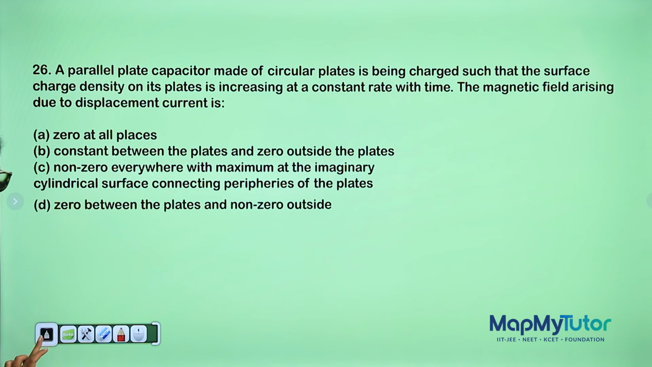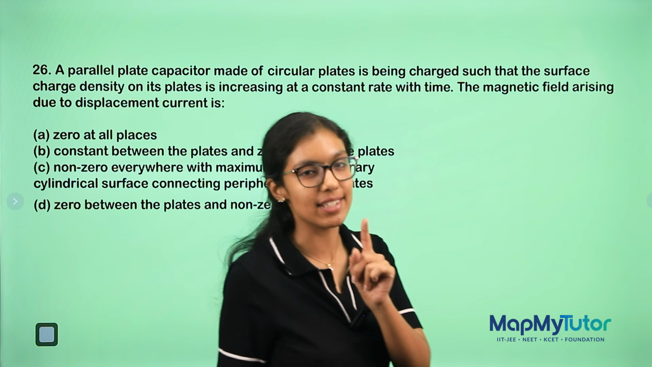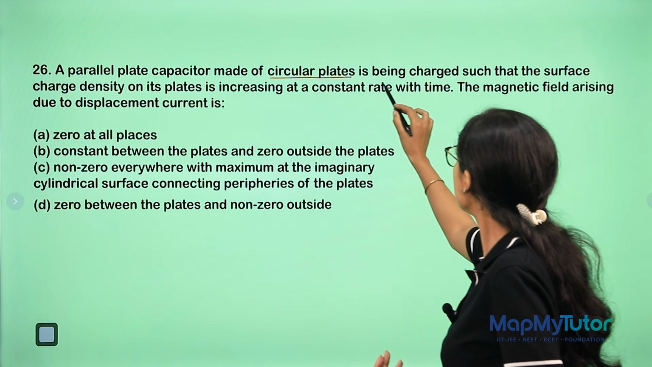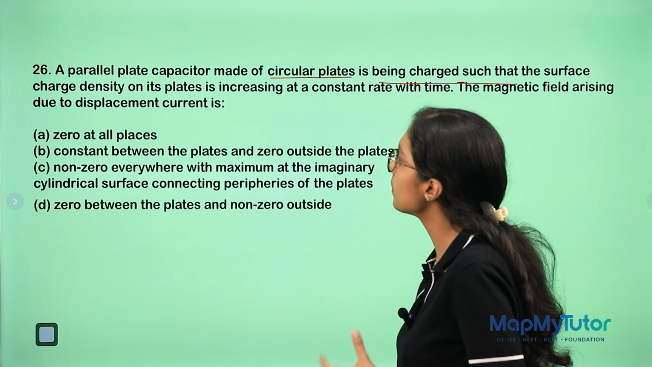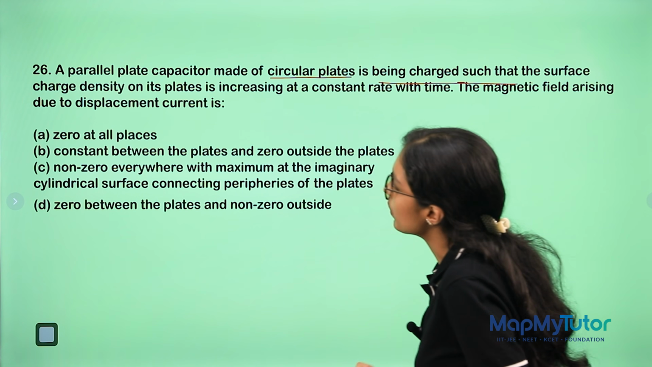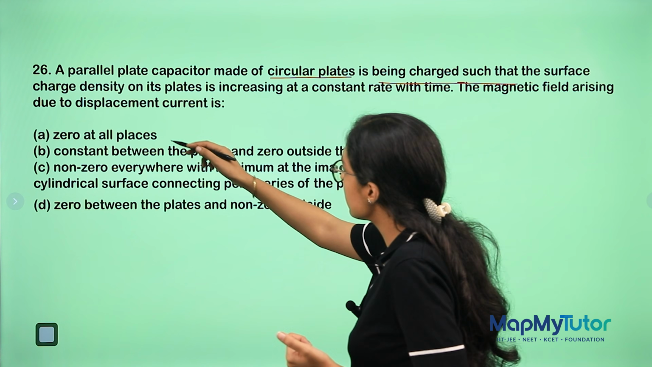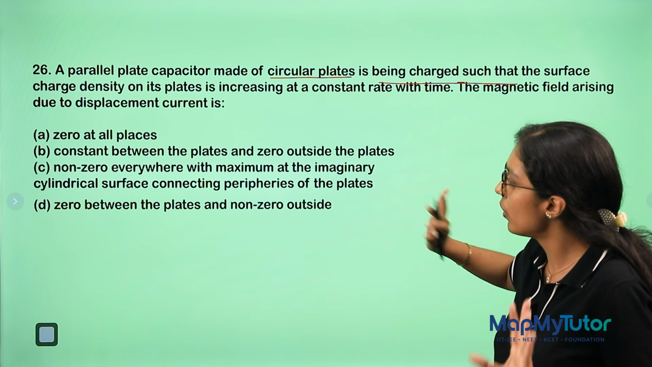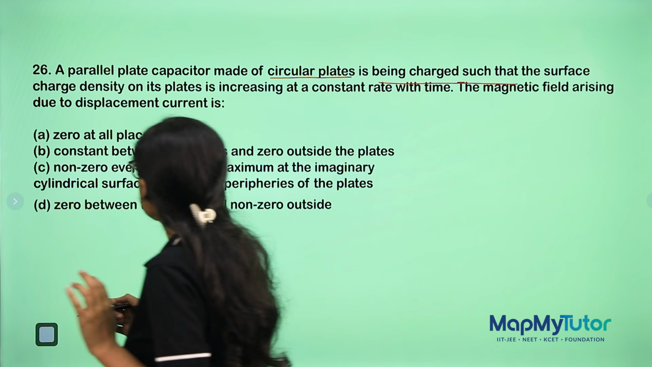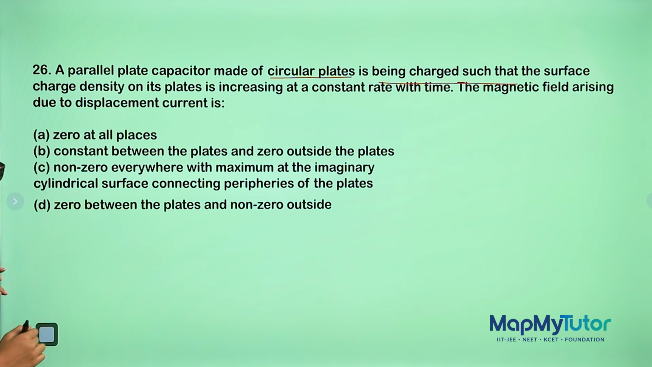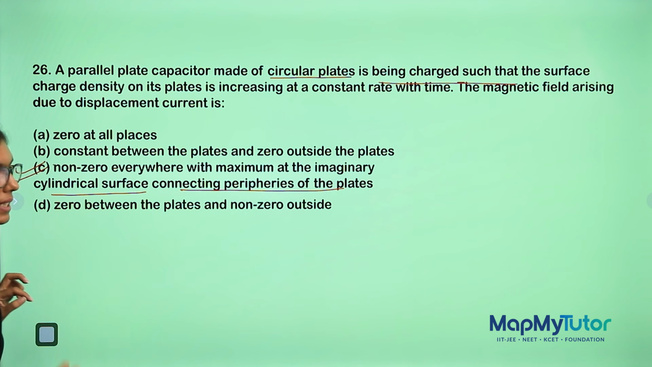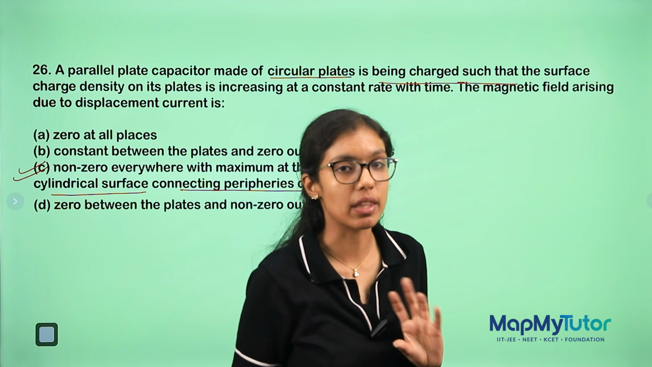26th question. Now again, direct conceptual. Let's try to do it in less than 10 seconds. A parallel plate capacitor is made up of circular plates. It's being charged such that the surface charge density on the plates is increasing at a constant rate. The magnetic field arising due to displacement current is 0 at all points? No. Constant between the plates and 0 outside the plates? No. 0 between the plates and non-zero outside? Definitely no. So option C is correct: non-zero everywhere with maximum at the imaginary cylinder connecting the peripheral spaces. Okay, so option C is the right one. It's a direct question. Nothing much to do.